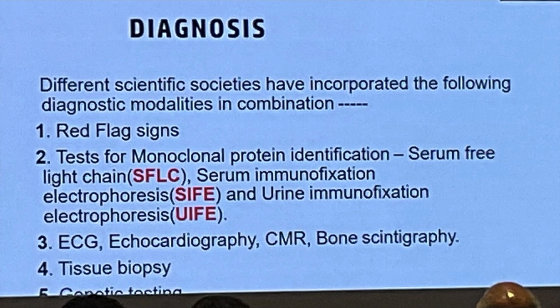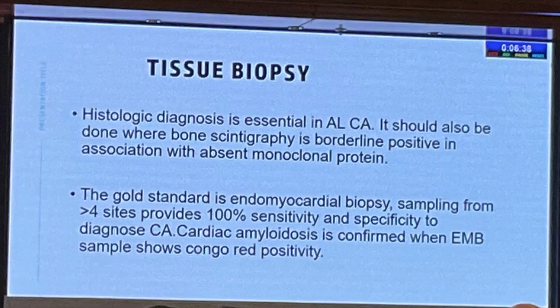The diagnosis. Different scientific societies have incorporated the following diagnostic modalities in combination: red flag signs, tests for monoclonal protein identification, that's serum free light chain, serum immunofixation, urine immunofixation, electrophoresis, ECG, echocardiogram, CMR, bone scintigraphy, tissue biopsy, and genetic testing. The tissue biopsy provides the histological diagnosis. It should also be done where bone scintigraphy is borderline positive in association with absent monoclonal protein.